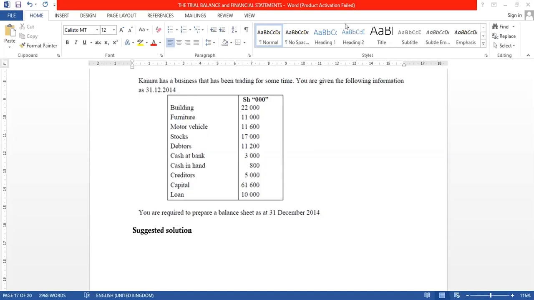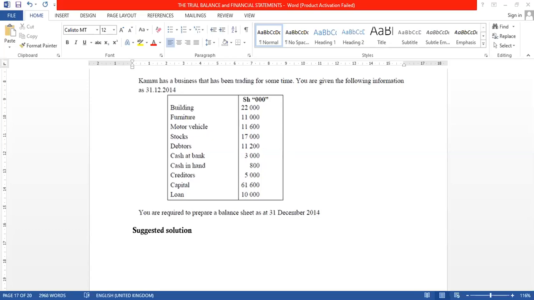So we can go to the next one, furniture. If I were you, I would just indicate there on the side, A, meaning asset, because that is always the first thing that you need to do, especially if you're not very familiar with them. Furniture is an asset too. Motor vehicle is an asset. Stock is also an asset.